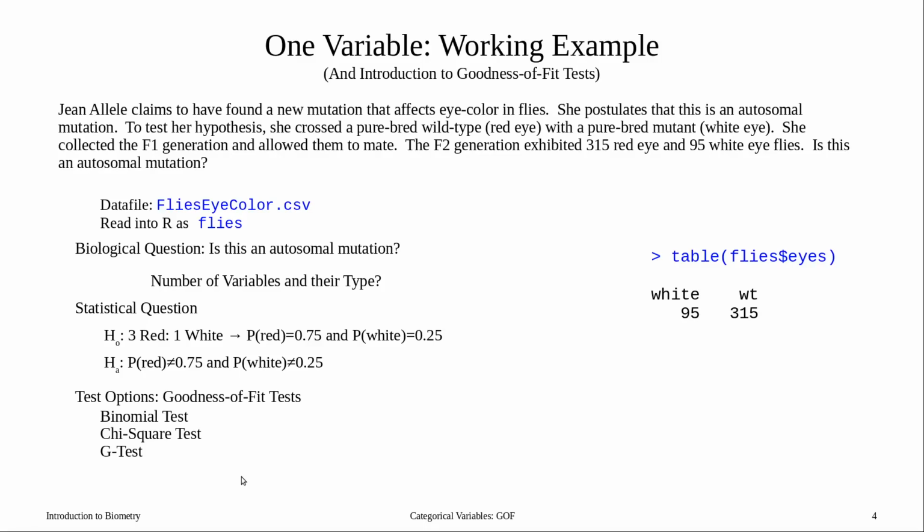So here's a working example to demonstrate all three of these tests. The data file is posted as flies icolor.csv. And what I'm going to ask you to do is pause the video, download this file, and read it into R as flies. So pause the video, import it into R, and then come back.